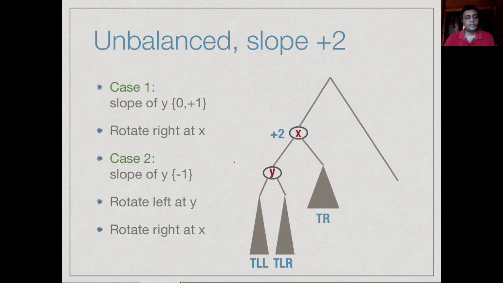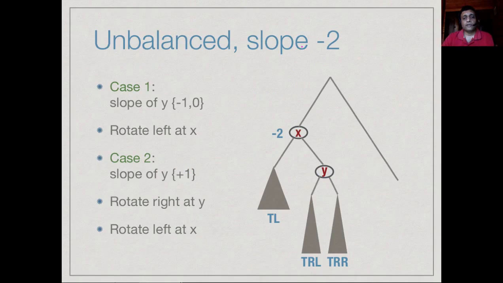So to summarize this, what we have said is that if we have plus 2, then we look at the left child of x, call it y. Now if the slope of y is 0 or 1, we rotate right at x. If the slope at y is minus 1, we first rotate at y and then we rotate at x. Either case we rotate at x, but first we rotate at y in case the slope is minus 1.